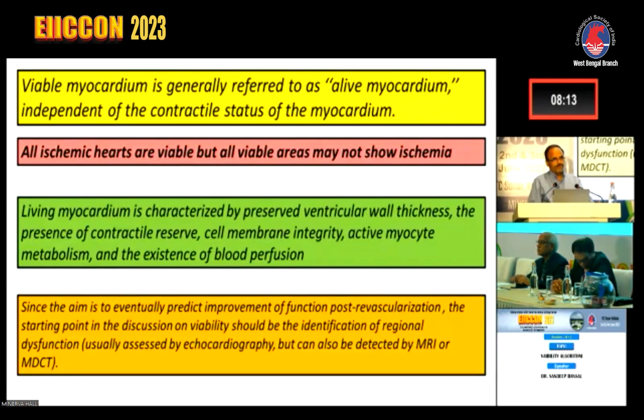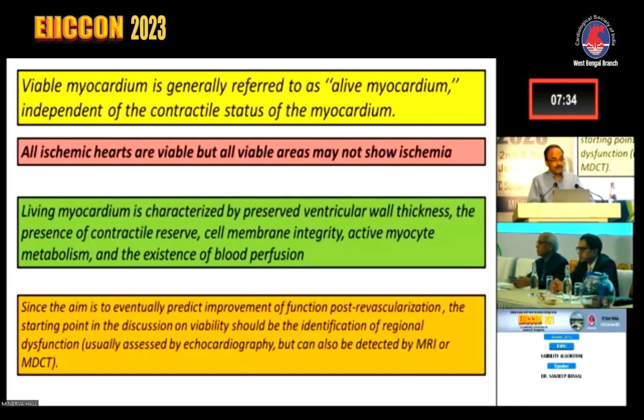So what is a viable myocardium? A viable myocardium is generally referred to as an alive myocardium, independent of its contractile status. So it is alive, although it is hypofunctional. This term is derived from hibernation, as we all know, from amphibians. Whenever the winters come, the amphibians go deep into the water and they reduce their functioning to the extent that they are alive, but they are not moving around.